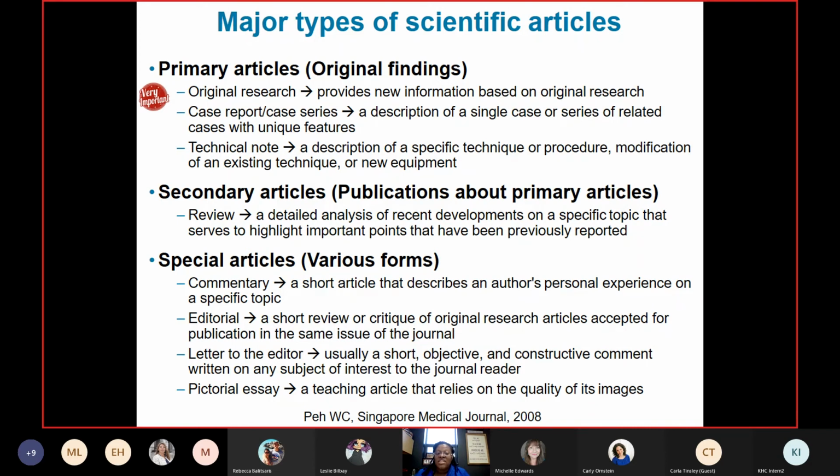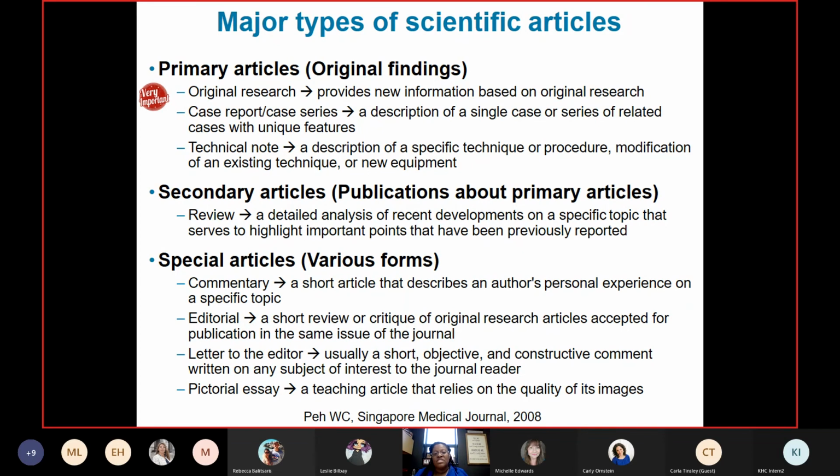But you also can have something called a case report or a case series. That's when you have a description of a single case. This could be one individual or individuals that have related cases, but there are some unique features. And that can tell you a lot about maybe treating a particular patient that has a certain type of symptoms.